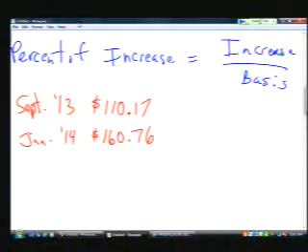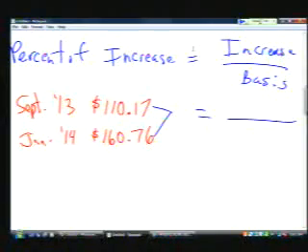So let's see if we can do this. Increase divided by the basis. So we have to have the increase from 110.17 to 160.76. So on your handy-dandy calculator, calculate that for me, and then I'm going to call on you and ask you the increase. It went from 110.17 to 160.76. Okay?